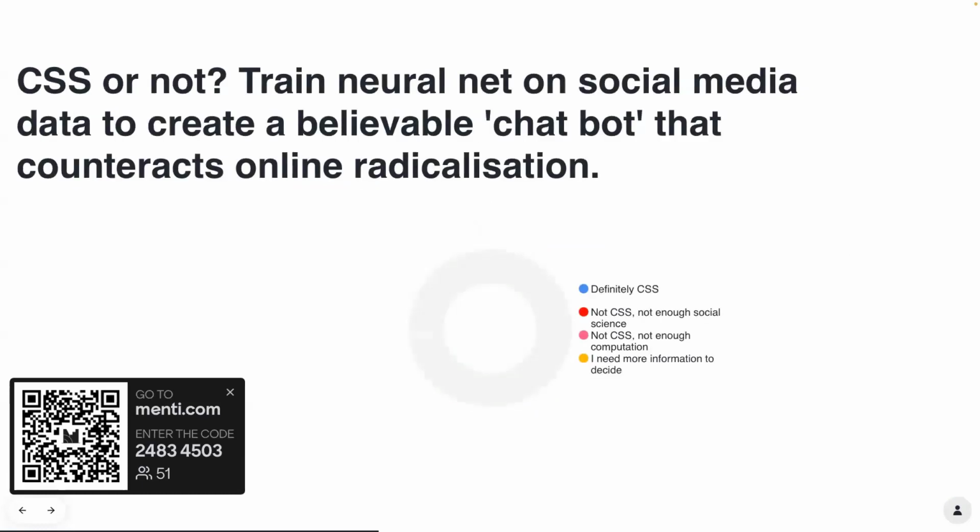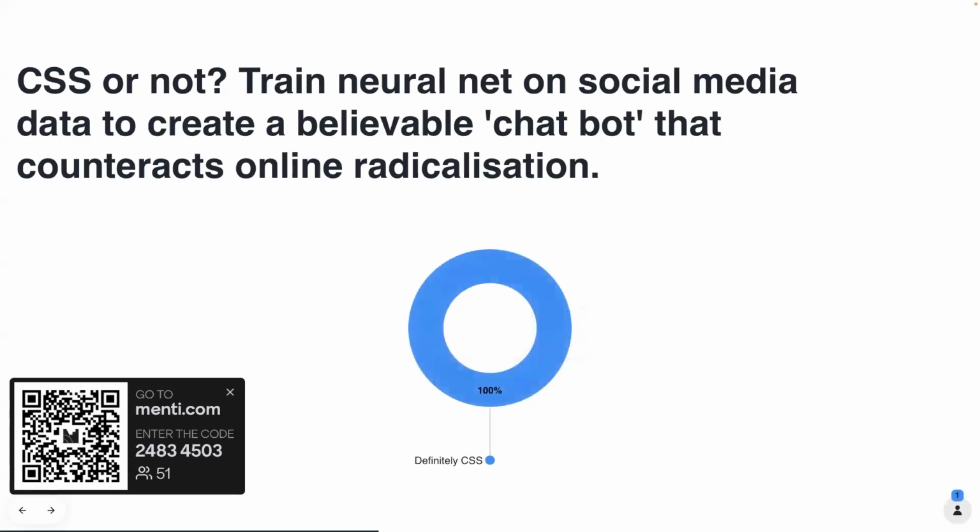Okay, final one. So here we're looking to train a neural network on social media data. And the aim in doing this is to create a believable chatbot that counters online radicalization. So what do we think? We've got one person so far saying it's definitely CSS. Looking like the majority of you agree that this is definitely CSS. And again, I think I'd have to agree with you. I think this is probably one of those quintessential CSS projects.